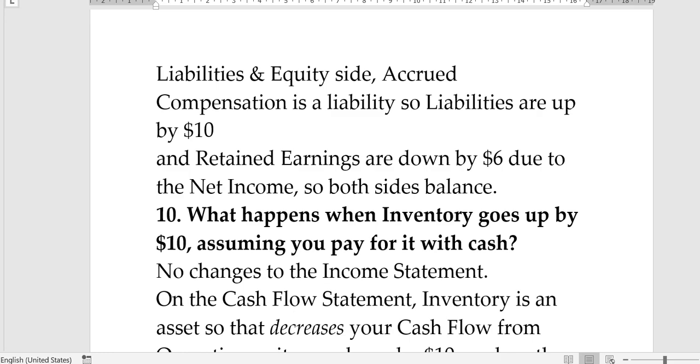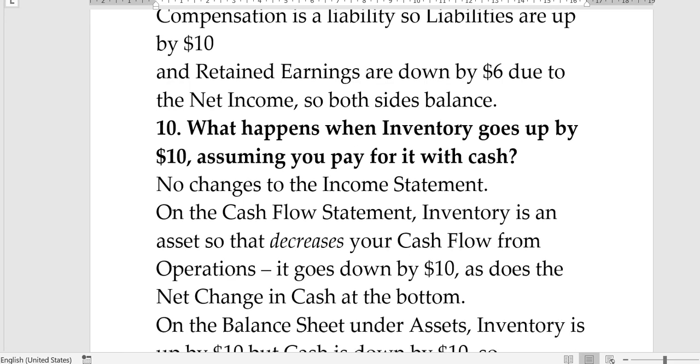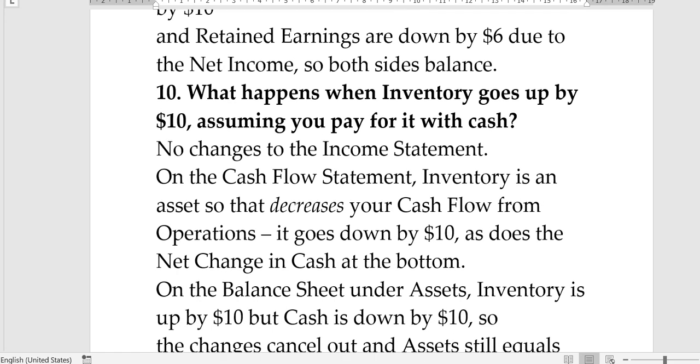What happens when inventory goes up by 10, assuming you pay for it in cash? No change in the income statement. On the cash flow statement, inventory is an asset, so it decreases your cash flow from operations, and it goes down by 10.